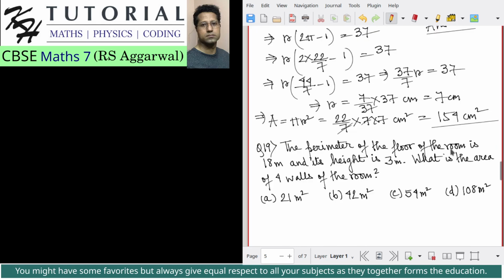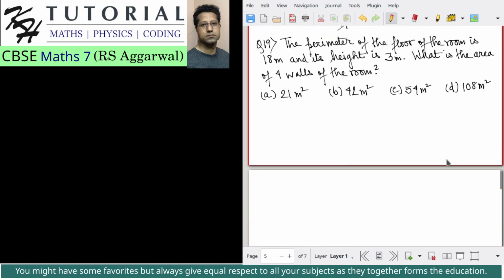Okay, let's see the next problem. The perimeter of the floor of the room is 18 meter and its height is 3 meter. What is the area of 4 walls of the room? Now, what is the area of the 4 walls of the room? I forgot the formula. Half multiplied by... area of the 4 walls of the room. There are 4 walls. Okay.